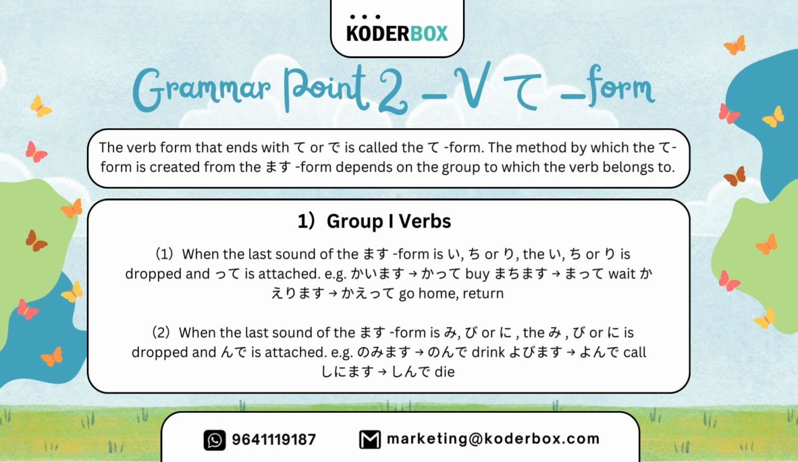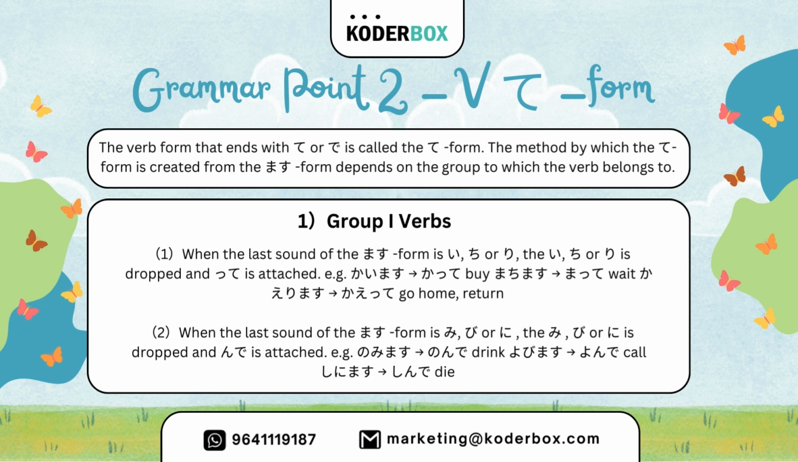When the last sound of the masu form is i, chi or ri, the i, chi or ri is dropped and tte is attached. Example: kaimasu, katte, buy. Machimasu, matte, wait. Kaerimasu, kaette, go home, return.